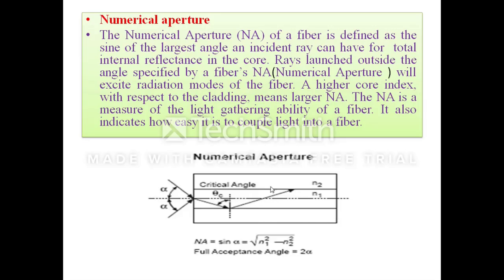If the refractive index is high, then the numerical aperture is high. In other words, we can say that if the refractive index of the fiber optic cable is very high as compared to the cladding, then that optical fiber has a large NA. This NA is given by sine of alpha, which equals the square root of n1 squared minus n2 squared. So this figure illustrates the idea about the numerical aperture.